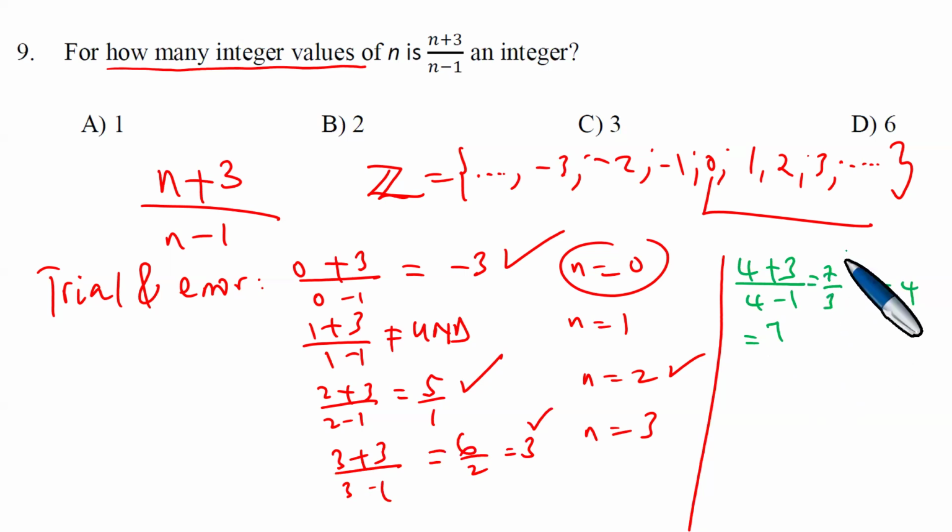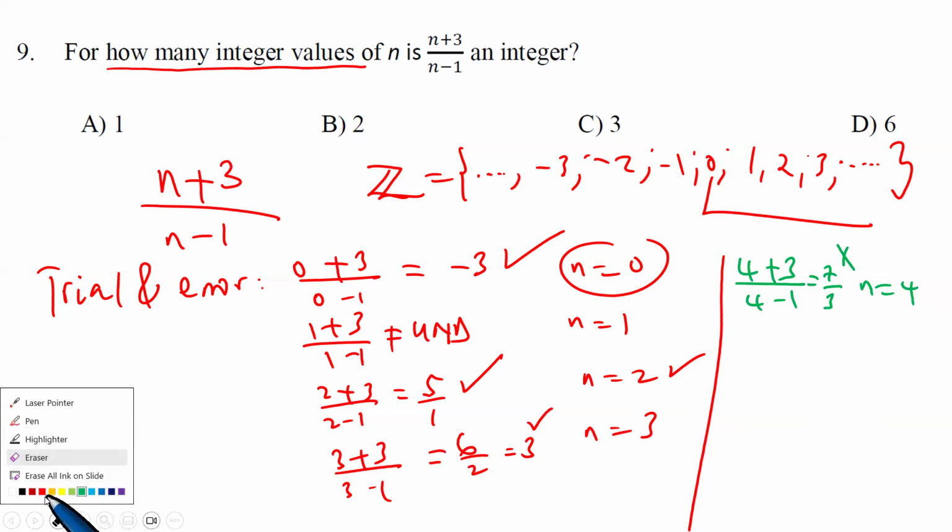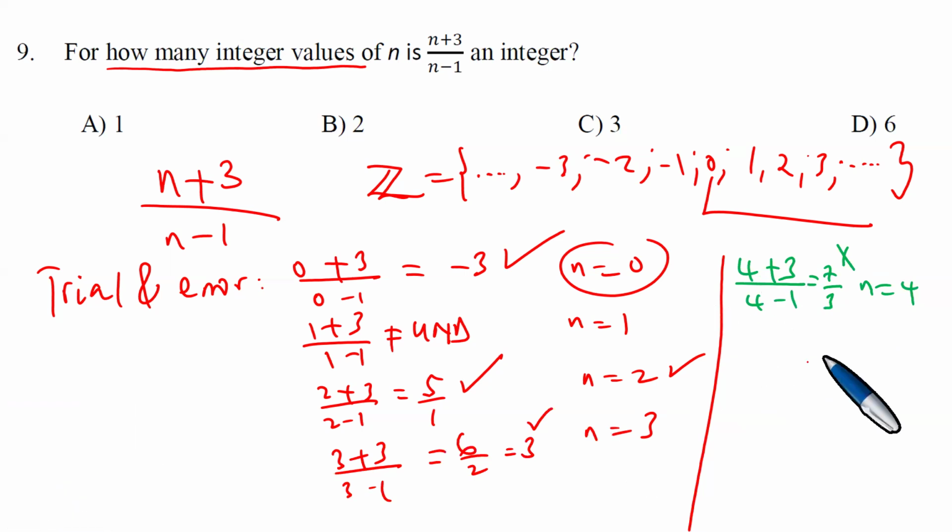7 over 3, it is not an integer. So let's try and see. Let's check if we can get other integers here. We tried n equals 4. Let's do n equals 5. Put 5 there: 5 plus 3 over 5 minus 1. What is 5 plus 3? It's 8 over 4, which is 2. We're good. It's an integer.